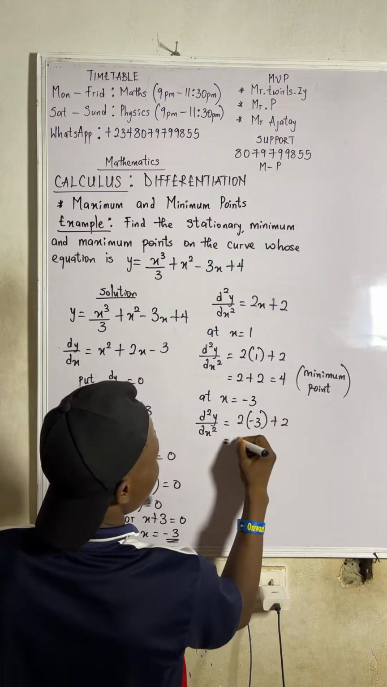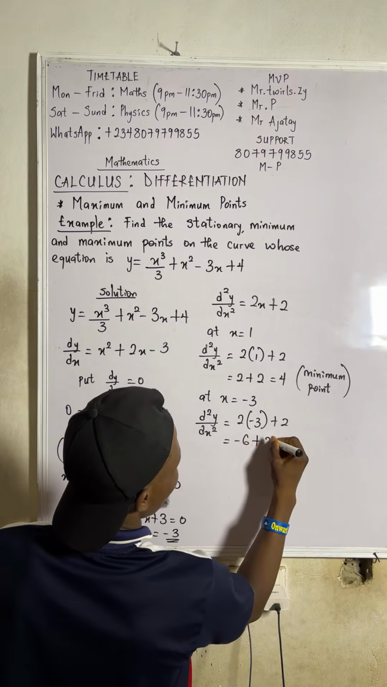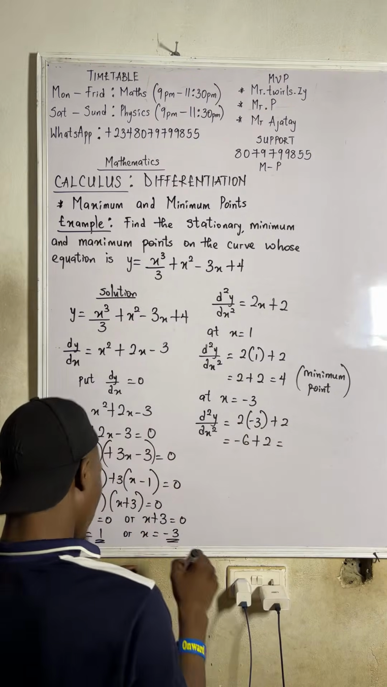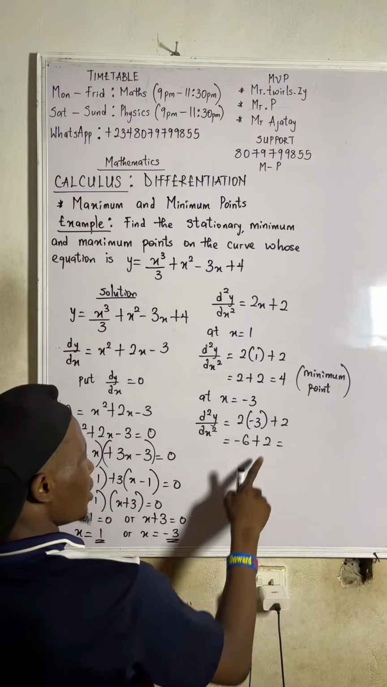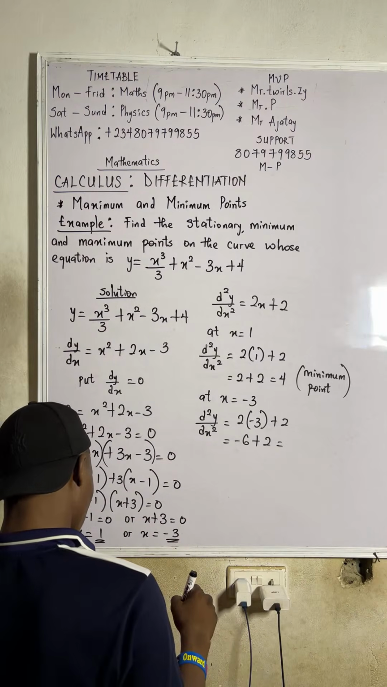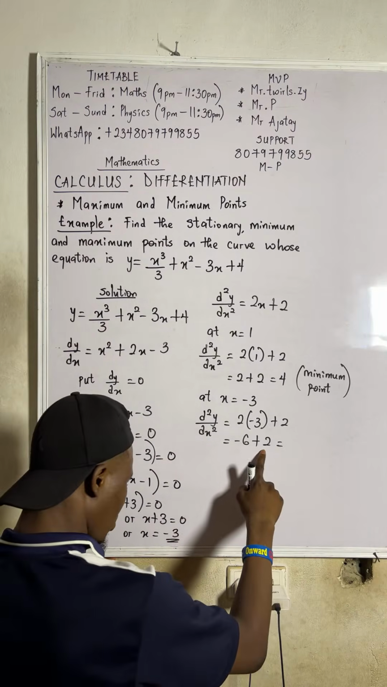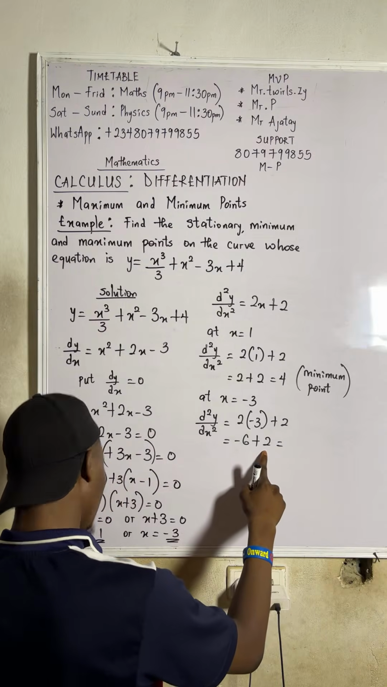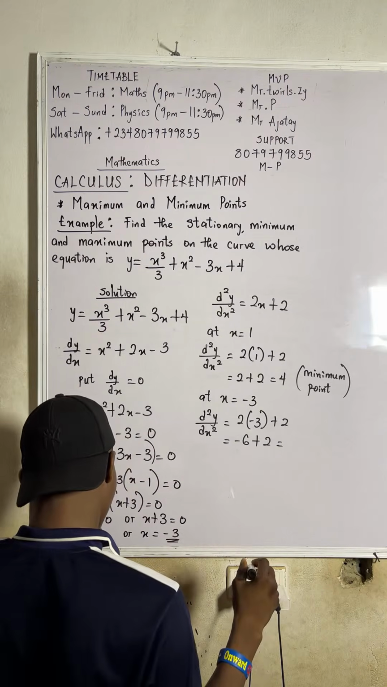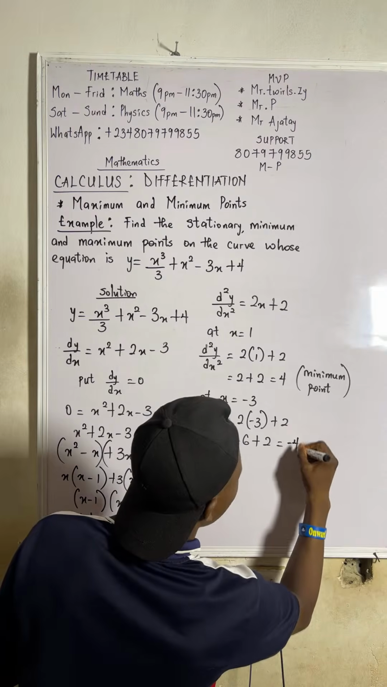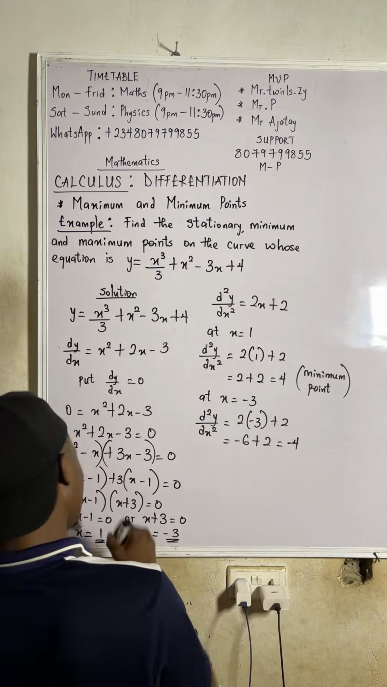So that 2 times minus 3 is minus 6 plus 2. Minus 6 plus 2 will give us what? Minus 4. Thank you.